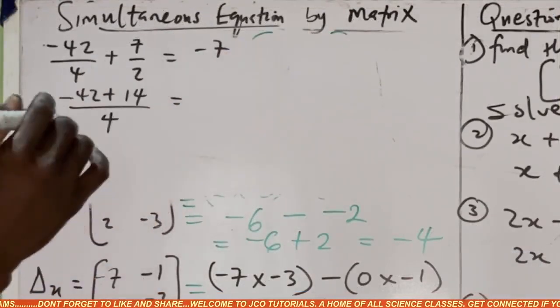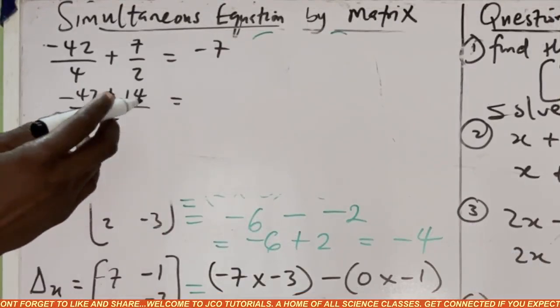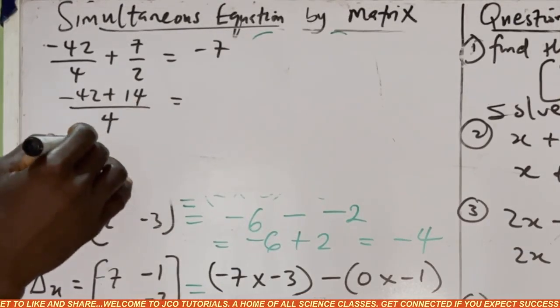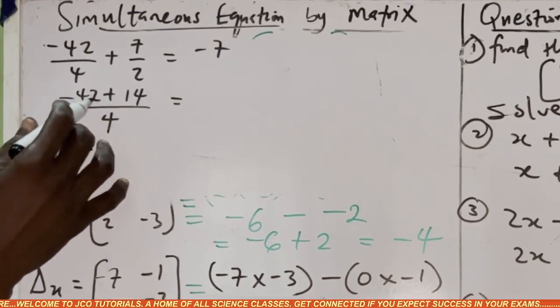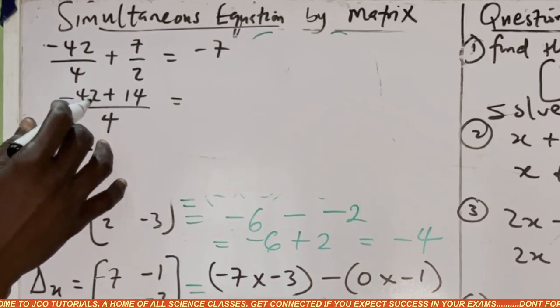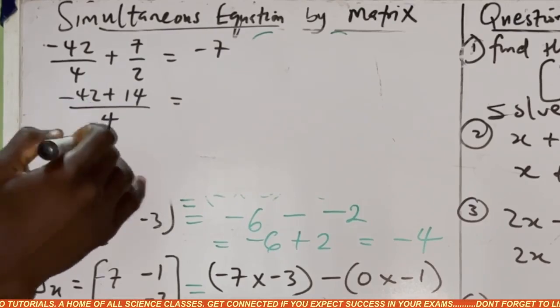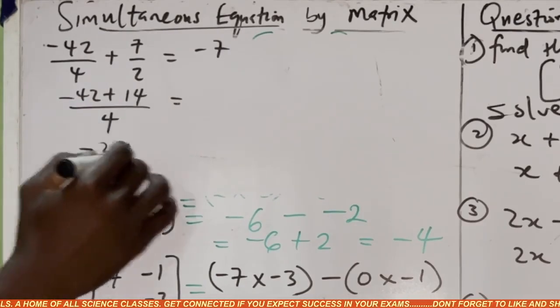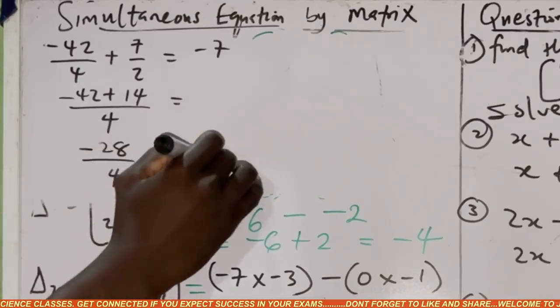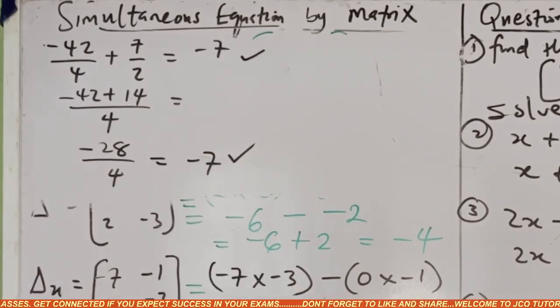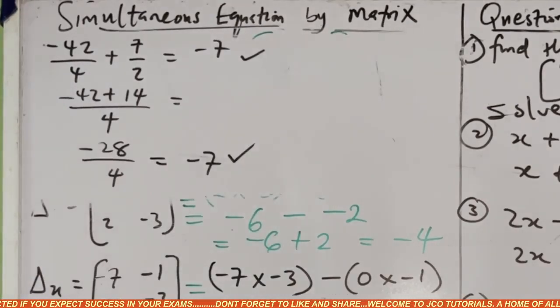So leave the right hand side first. Minus 42 plus 14. Obviously, it's going to give you minus. Remove 10 from 42, you have 32. Then remove 2, you have 30. Then you have minus 28 over 4. Or when you divide it, you will get minus 7, which means our answers, they are very correct. So that being said, we'll be going to the next equation.